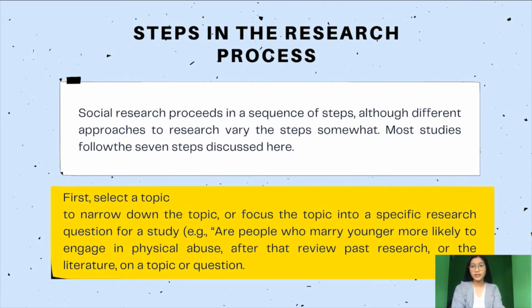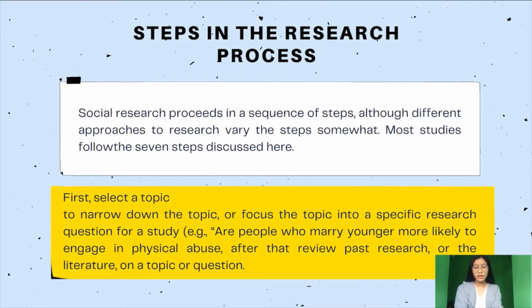Steps in the research process. The social research process is a sequence of steps. Although different approaches to research vary the steps somewhat, most studies follow the 7 steps discussed here. First, select a topic. The crucial next step is to narrow down the topic, or focus the topic, into a specific research question for a study. After learning about a topic and narrowing the focus, review past research, or the literature, on the topic or question.